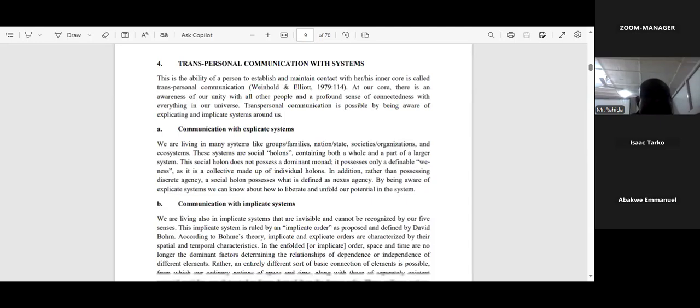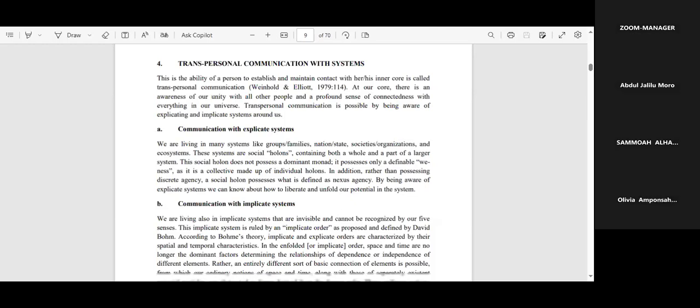Yes, sir. So it means that transpersonal communication is divided into two, and those two are what make us the way we are. Whether you are rich or whatsoever, it is what makes us the way we are. When we say transpersonal communication, it is a communication where we establish and maintain relationship with the inner core. All of you, the inner core.